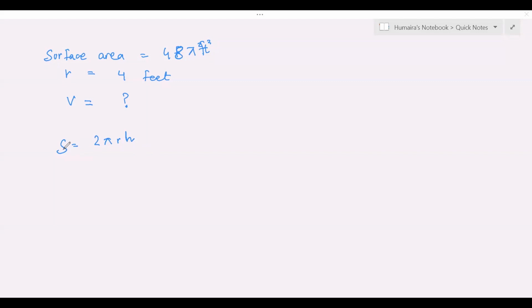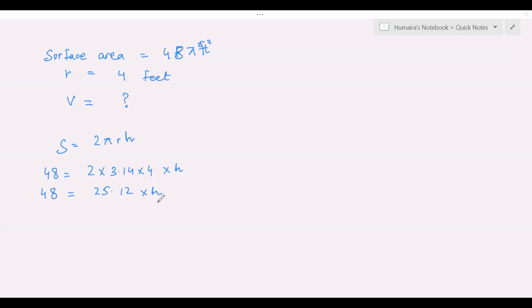Okay, so we will put the surface area as 48, that is given to us, equals 2 times the value of pi, which is 3.14, and the radius is also given to us, that is 4, times h. Multiply these terms together, what will we have? 25.12. 25.12 into h is equal to 48.